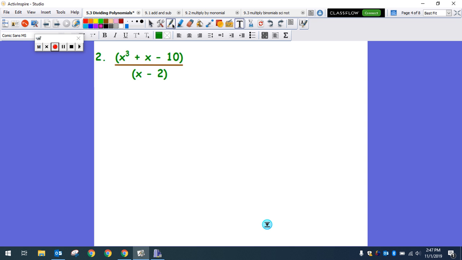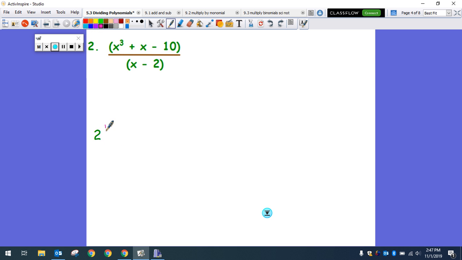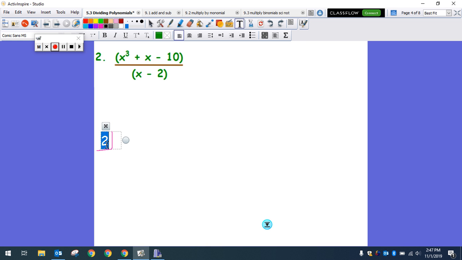Let's do another one. All right, so the number I'm going to use is a positive 2, right? Because you always do the opposite, and the opposite of a minus 2 is a positive 2. So that goes in my little half box. And then the coefficients I'm going to use are a 1 for the x to the third. Now look, there's not an x squared, so I have to put a 0 to hold the space. The number in front of the x is a 1, and the number at the end is a negative 10. So those are the coefficients that I'm using.